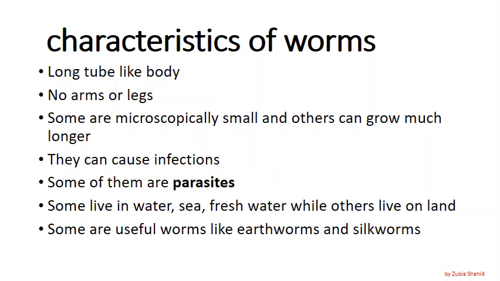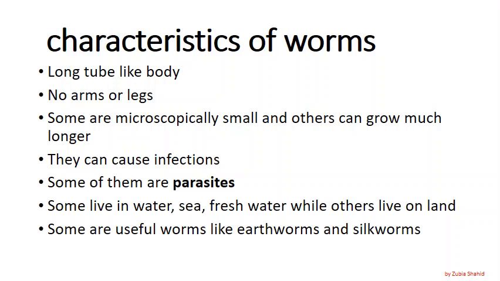Now after watching these pictures, you have a clear picture of the characteristics of worms, how they look. They have a long tube-like body, no arms or legs. Some are microscopically small like nematode, and others can grow much longer like bootlace, which are the longest of all. They can cause infections like I told you, ringworm. Some of them are parasites.